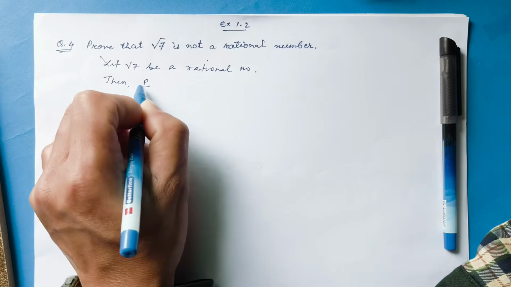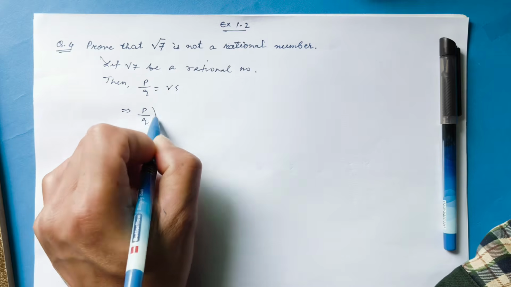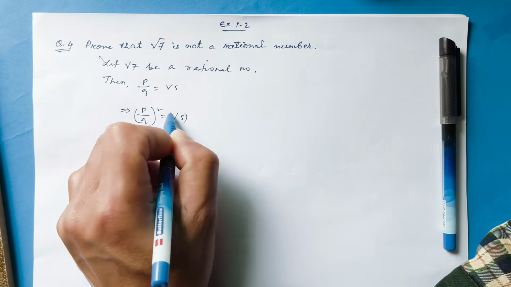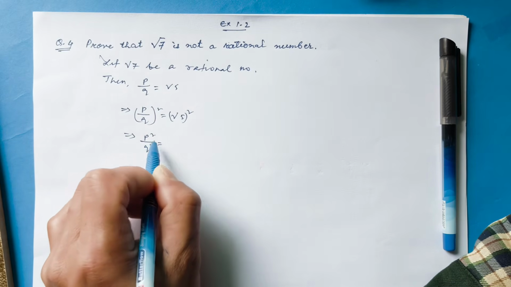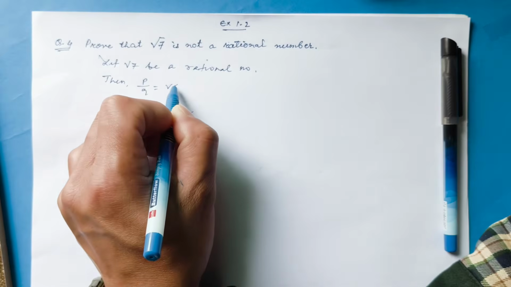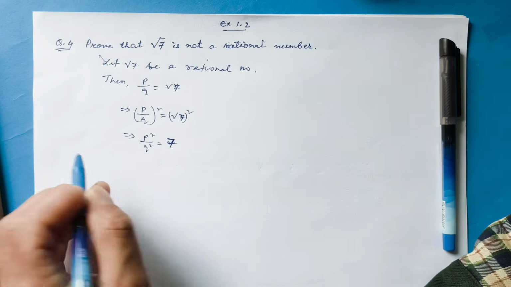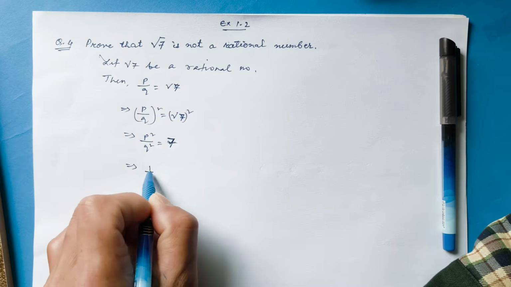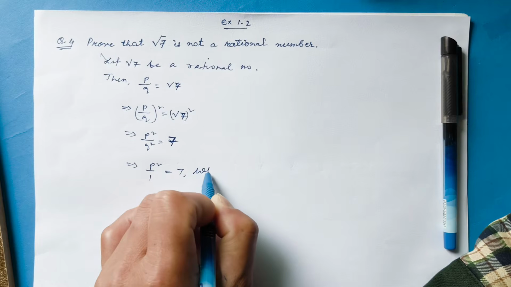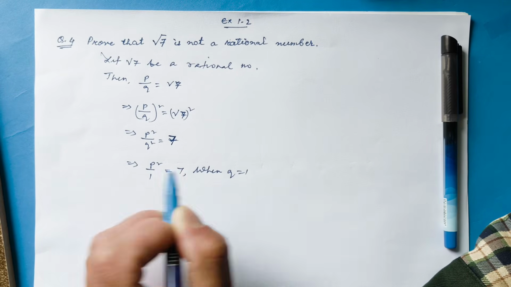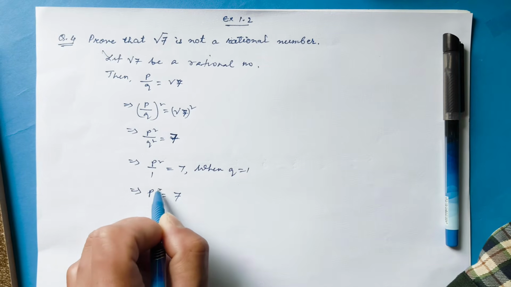The rational number means in the form of p by q equal to what? Root 7. Squaring both sides, (p over q) square equals root 7 square, that is 7. Then p square by q square equals 7. When q square equal to 1, that means q equal to 1. Here, p square by 1 means p square equal to 7.